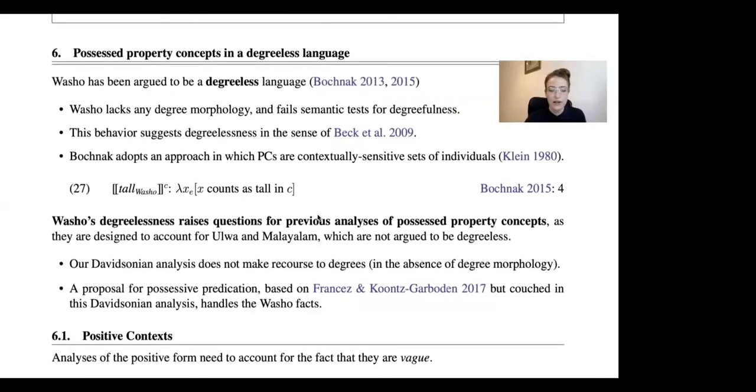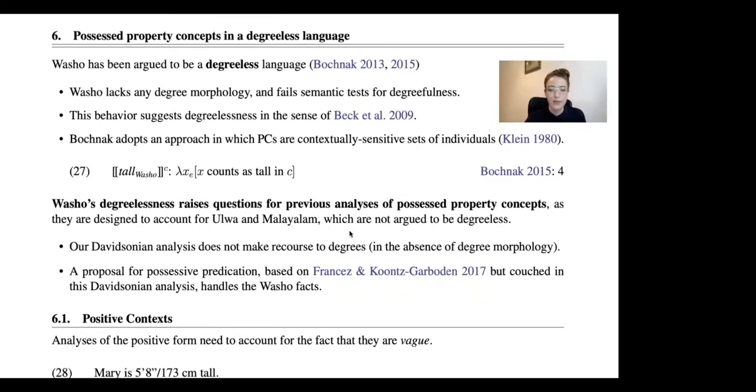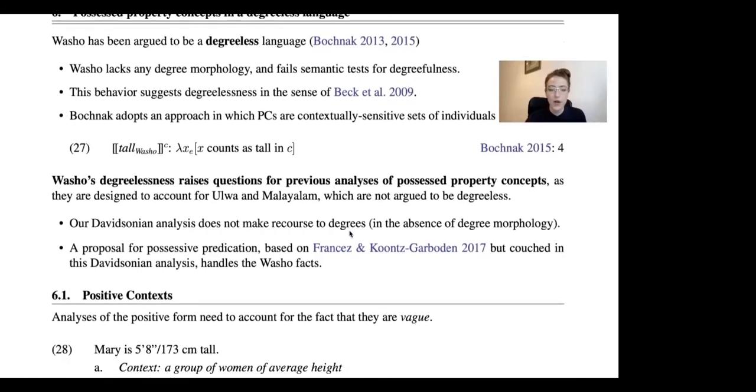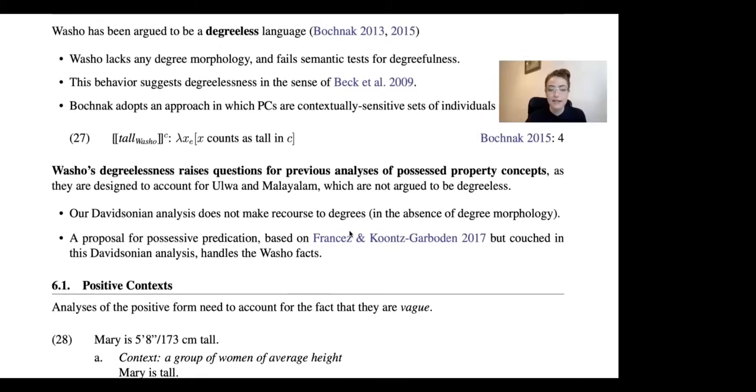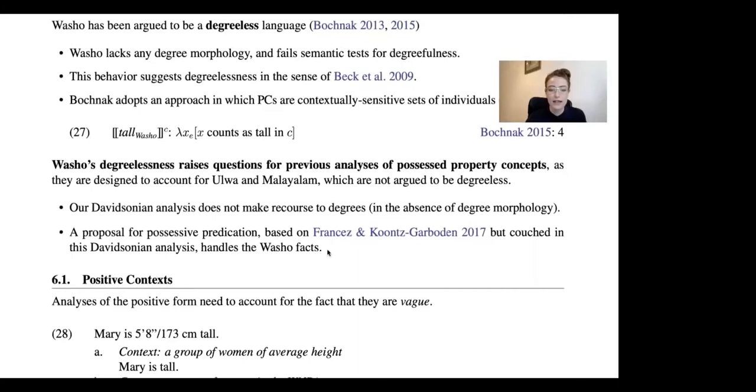Now, this is relevant for us because Washo's degreelessness raises questions for previous analyses of possessed property concepts, because this line of analysis was intended to account for Ulwa and Malayalam, which are not argued to be degreeless languages. As we show below, however, our Davidsonian analysis does not make recourse to degrees, and our proposal for possessive predication, couched in the Davidsonian analysis, handles the Washo facts without having to use degrees in the ontology.